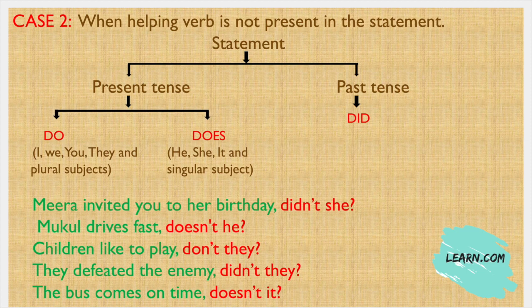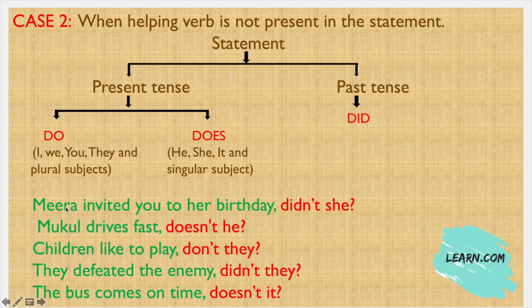Let's take the examples. Meera invited you to her birthday. Now see, Meera is a girl, it's a subject, girl. So the pronoun will be she. So we get the pronoun here. Now we can see there is no helping verb, but there is the main verb invited, which is in past tense. So for past tense, as I told you, which helping verb do we have to use? We have to use did as the helping verb. So we got did as helping verb and she as pronoun.